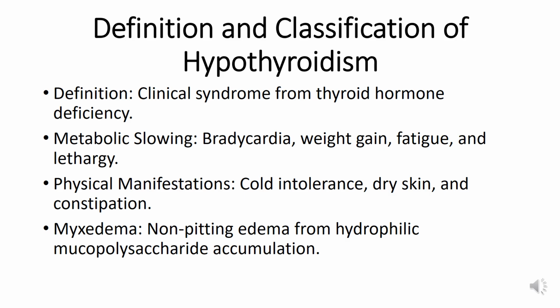The cardiovascular system is also affected. Thyroid hormones normally help maintain heart rate and cardiac output. When hormone levels are low, the heart tends to beat more slowly, a condition known as bradycardia. As a result, some patients experience reduced exercise tolerance and tire more easily during physical activity.